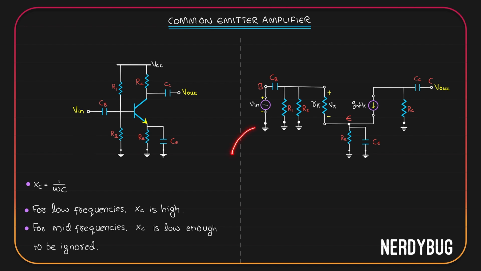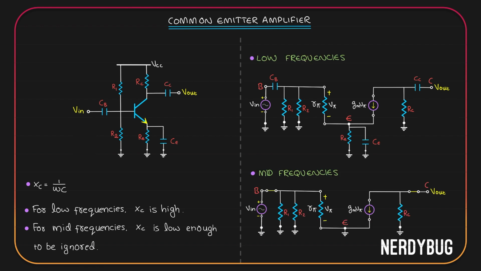So in our small signal model, we can ignore these capacitors only if the frequencies of our signals are on the higher side. If they are too low, then the impedance will be high enough that we cannot ignore them. Since in this video we are only discussing the low and mid-frequency input signals, let us conclude this way. For low frequency input signals, we have to consider the capacitors, and for mid frequency input signals, we do not have to consider them. You can see that in the low frequency case, I have included all the capacitors, and in the mid frequency case, I have shorted all the capacitors.